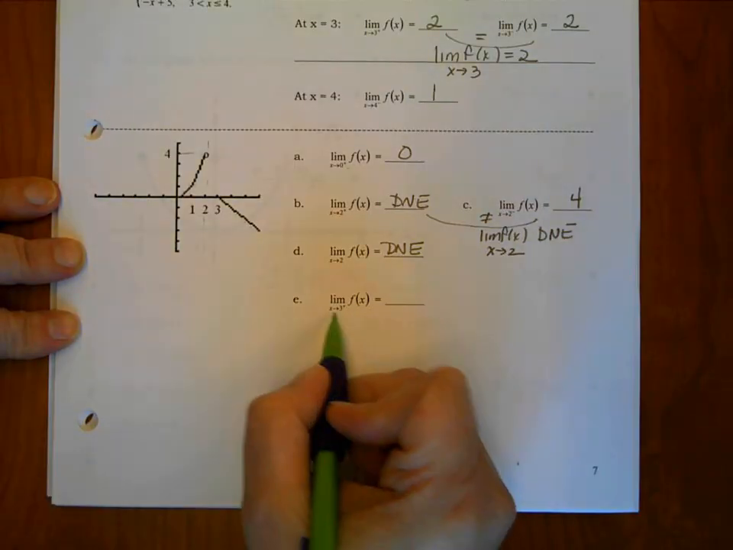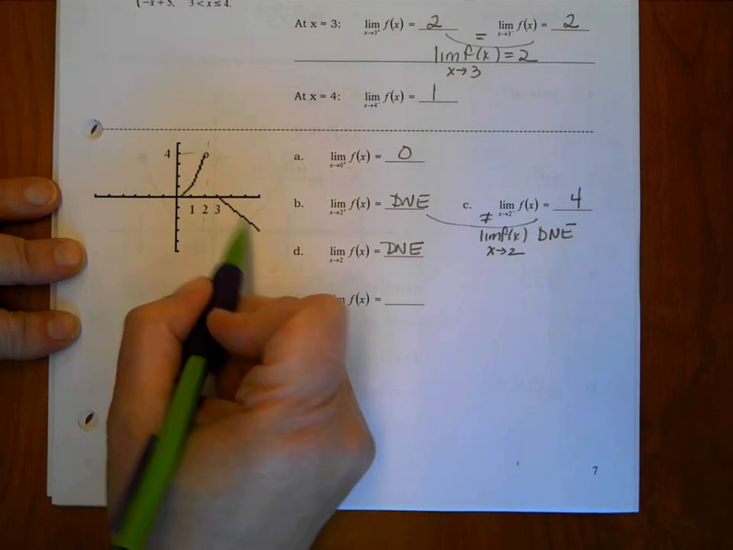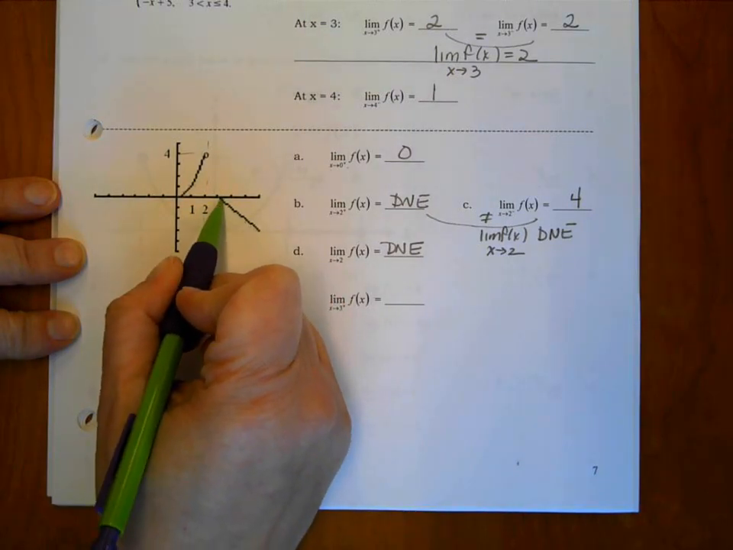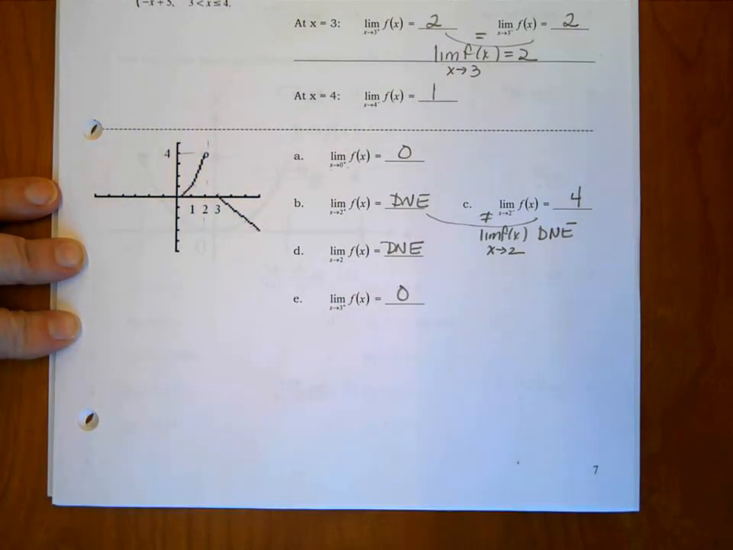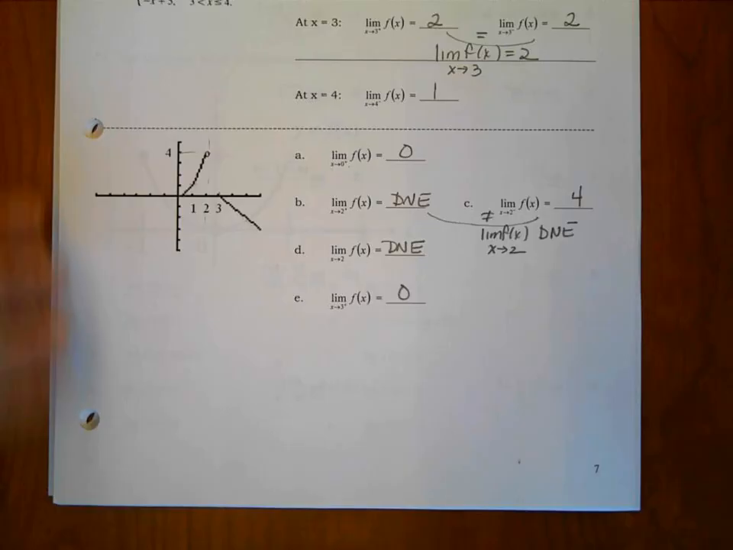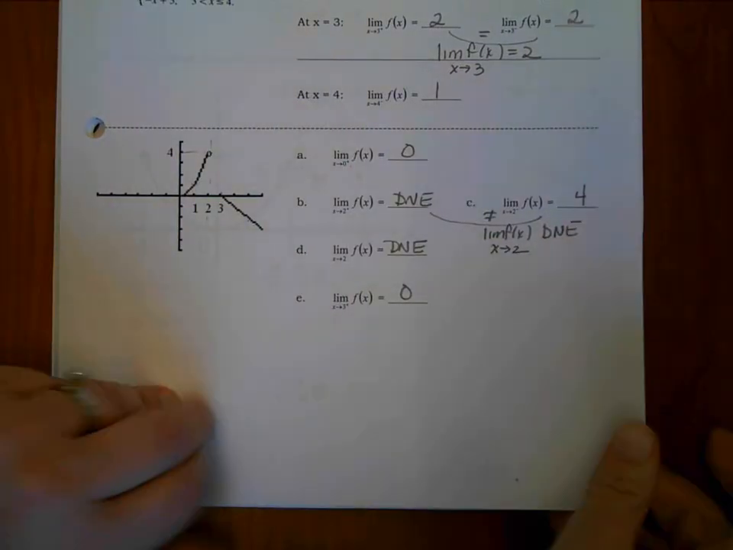All right, and then this last one, the limit of f of x as x approaches 3 from the right. So here we go, from the right towards 3 is 0. Okay, so that's it. That's the crash course.